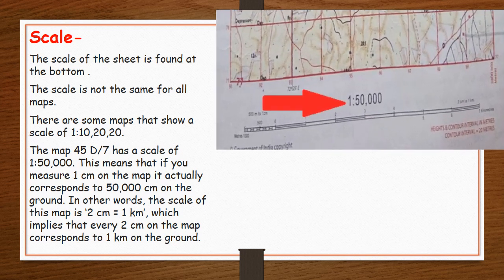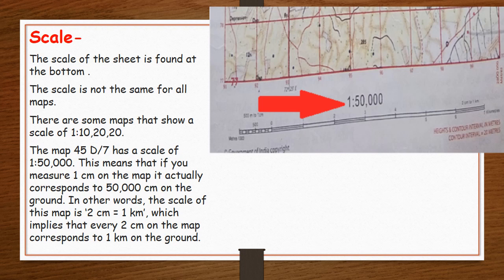The scale is not the same for all maps. There are some maps that show a scale of 1 is to 10, 20 or maybe more. The map 45D7 has a scale of 1 is to 50,000. This means that if you measure 1 centimeter on the map, it actually corresponds to 50,000 centimeters on the ground. In other words, we can say that the scale of this map is 2 centimeters to 1 kilometer, which implies that every 2 centimeters on the map corresponds to 1 kilometer on the ground.